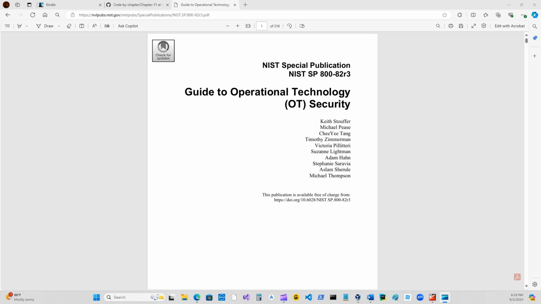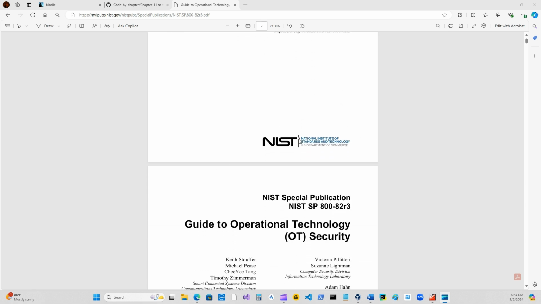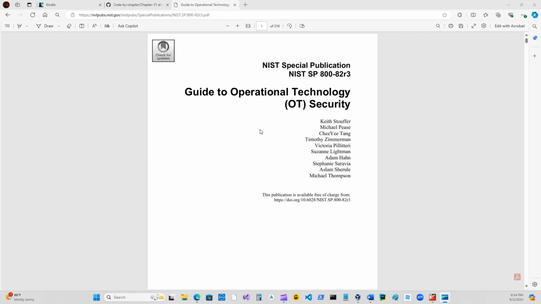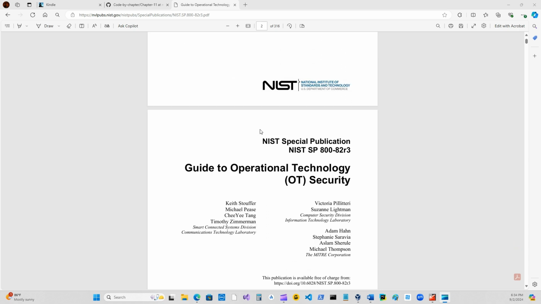If you don't know what NIST is, it's the National Institute of Standards and Technology, U.S. Department of Commerce. It's a government entity that helps create cyber policies and helps other companies have a guideline for cybersecurity policies. Okay, it's a great resource. A lot of companies use it.